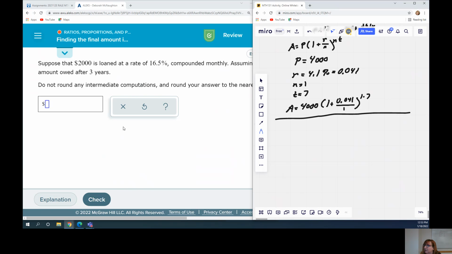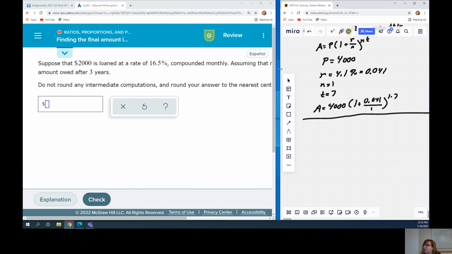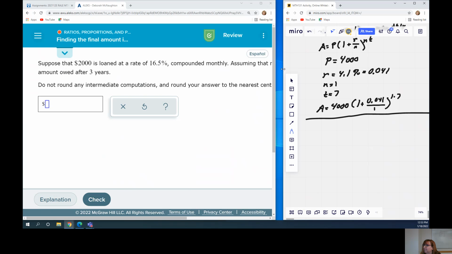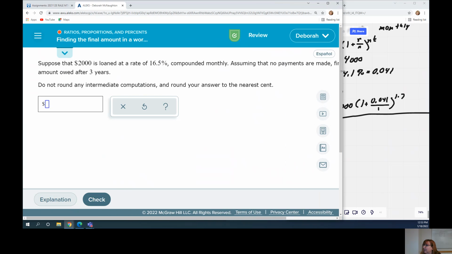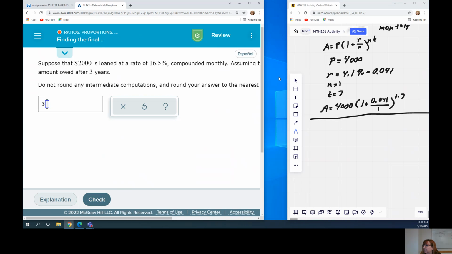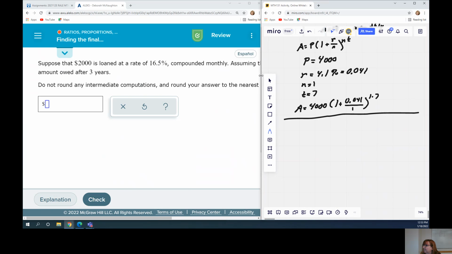All right, so this time, suppose $2,000 is loaned at a rate of 16.5% compounded monthly. Assume that no payments are made. How much is owed after 3 years? You can use the same formula. Right. So $2,000 is loaned. That's my P. At a rate of 16.5%, that's my R.